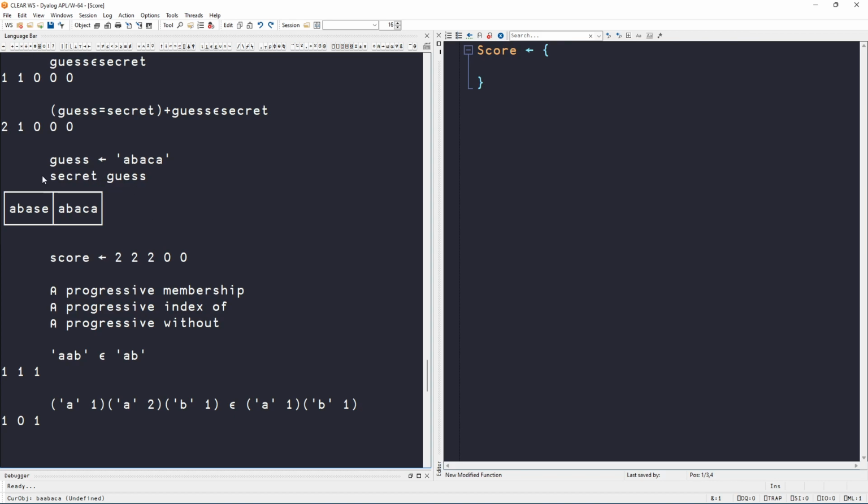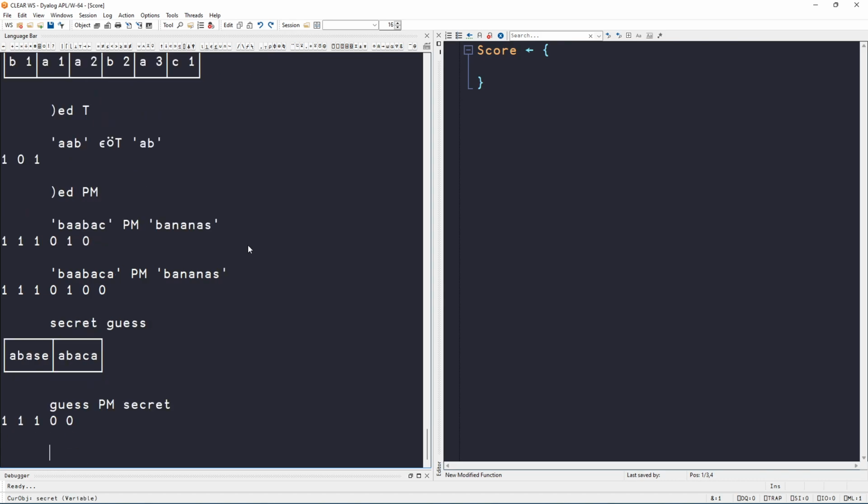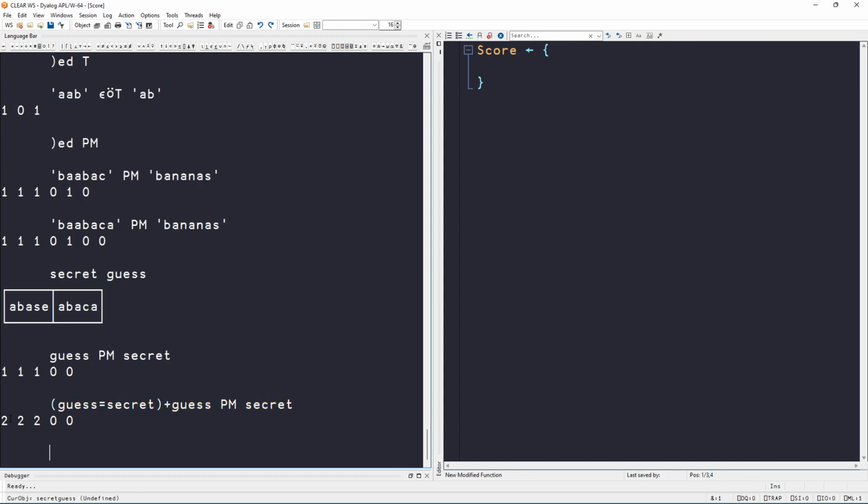So what we had, the secret and the guess were a base and a baka. So let's do the secret, guess, progressive membership, secret. Okay, so this looks fine. So can we do this and then take the guess equals the secret and add it? Alright, so this looks pretty decent, right? It looks like the thing that we want. But now there's another issue here. This only worked because the letters that match up are in the beginning of the word.